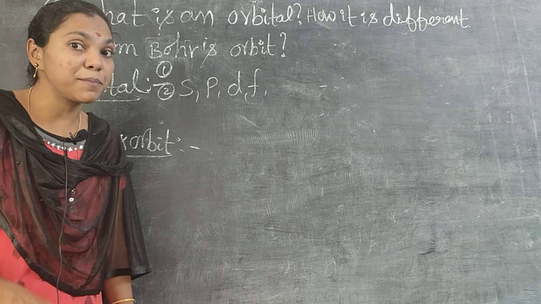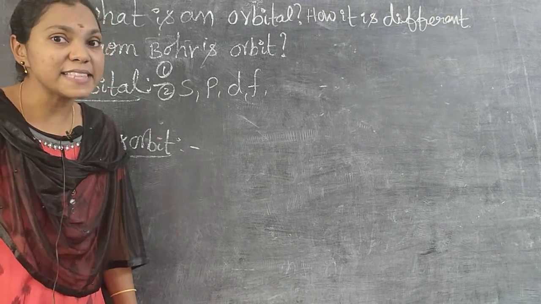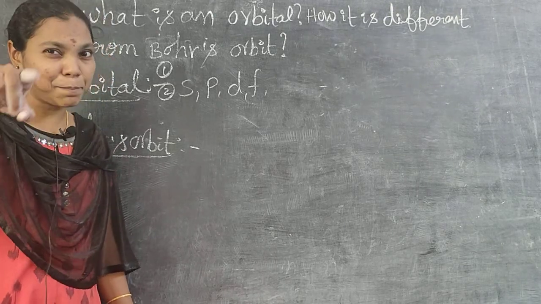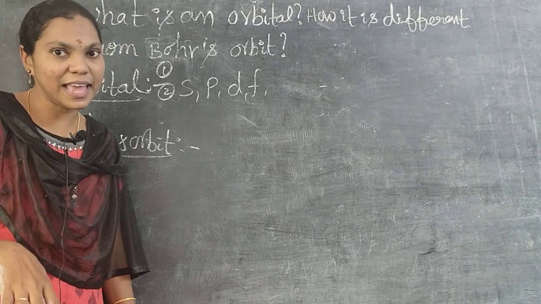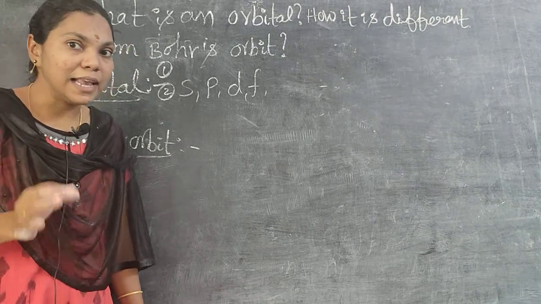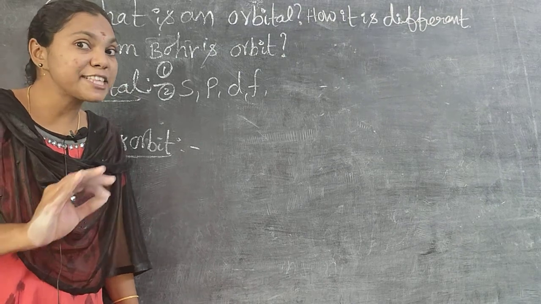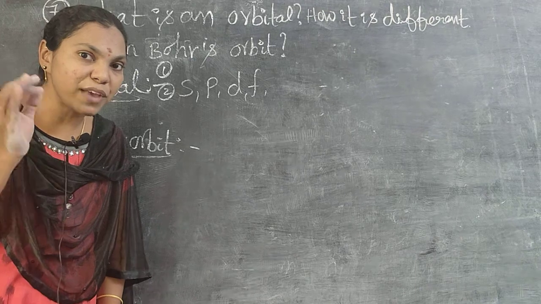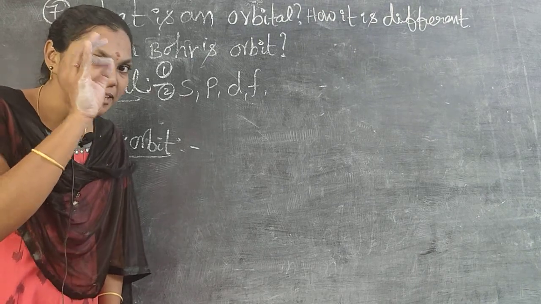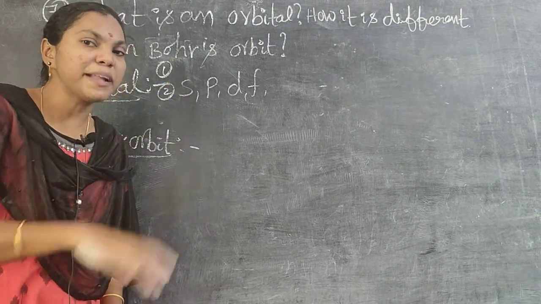How is it different from the orbital? An orbit is only a circular path which has the electrons. But an orbital is where there is a maximum probability for finding the electron. For an orbital, we have to find the electron in a particular place. That place is nothing but the orbital.